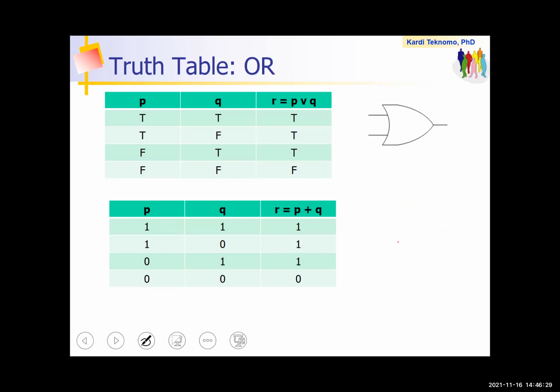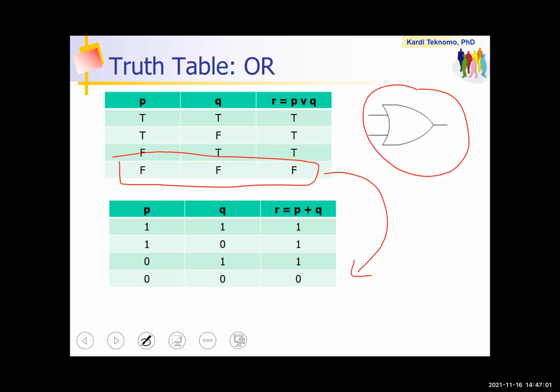Next symbol is or. So this is the symbol of or. Or will become false only if both arguments, P and Q, are false. This is the one that you need to memorize, that the truth table of or is always like this. Because false represents 0, you will have exactly the same. So P plus Q will become 0 if and only if P and Q are both 0.